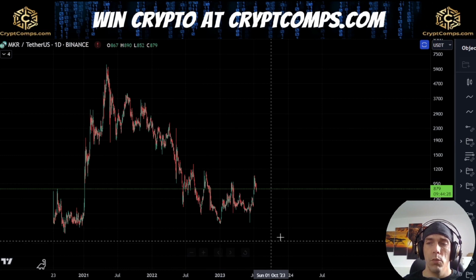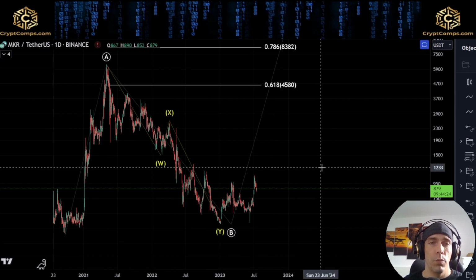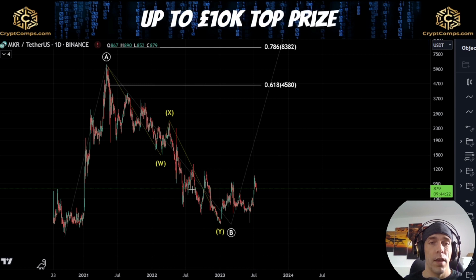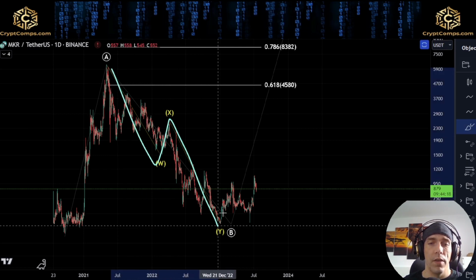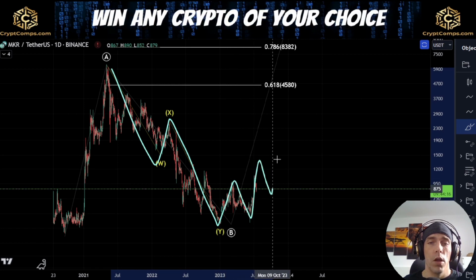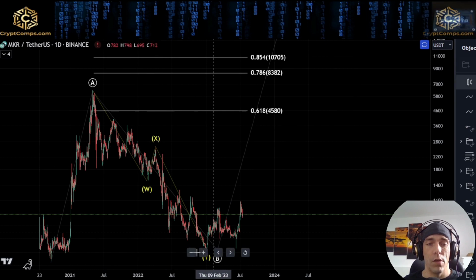Now looking at this move to the downside, there's a couple of ways that I'm thinking that this could be playing out. So within the bullish way, what we would actually be saying is that what we have here is that this is a W, an X, and a Y, and then effectively what we'd be looking for would be this idea of looking to break to the upside. So we say this was a completed move here.